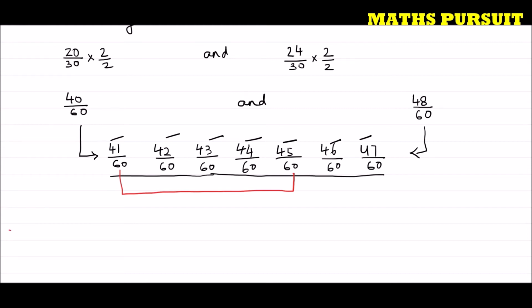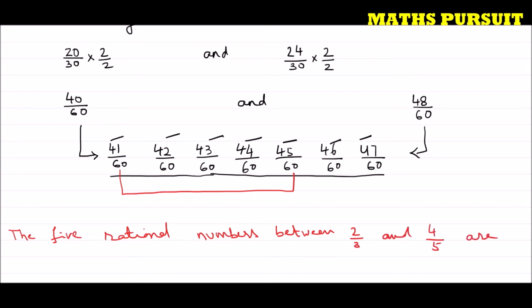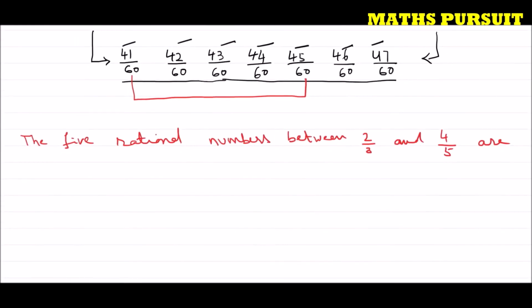So we can say that the 5 rational numbers between 2 upon 3 and 4 upon 5 are 41 upon 60, 42 upon 60, 43 upon 60, 44 upon 60, and then 45 upon 60. Now guys, these are the 5 rational numbers that we got.